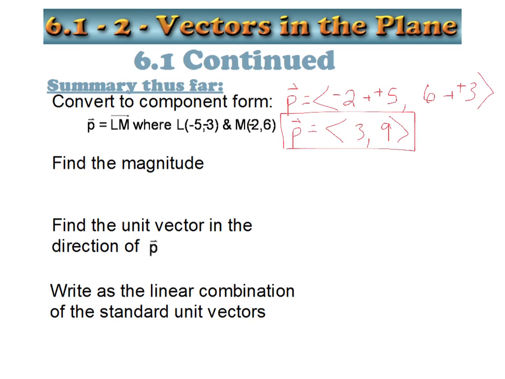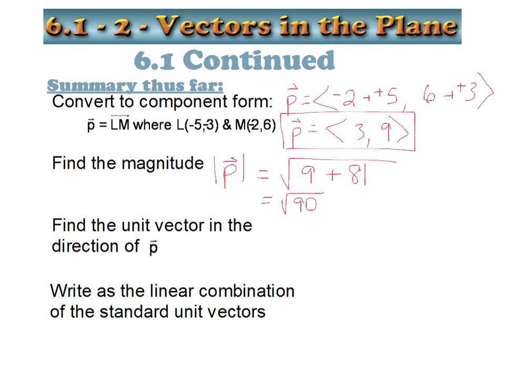That's the first thing. Next, could you find the magnitude of that vector? Recall that the magnitude of the vector we notate like this, and it's the square root of a squared, or x squared, that would be 9, plus b squared, or the y squared, that'd be 81, which is the square root of 90. And you could reduce and simplify that as well.